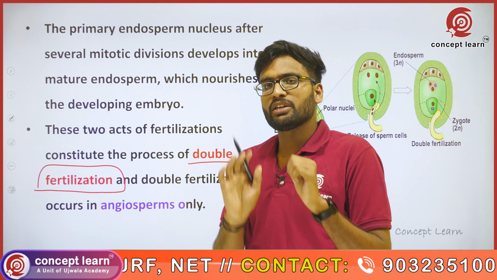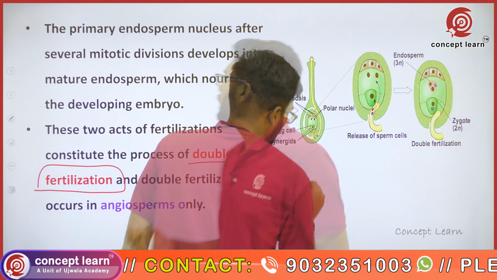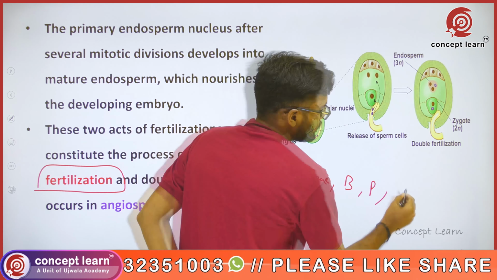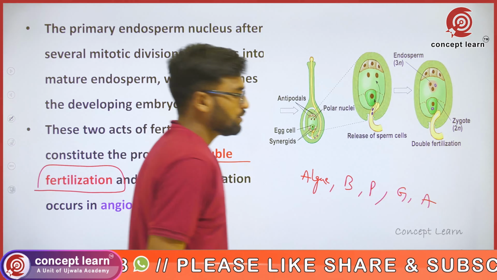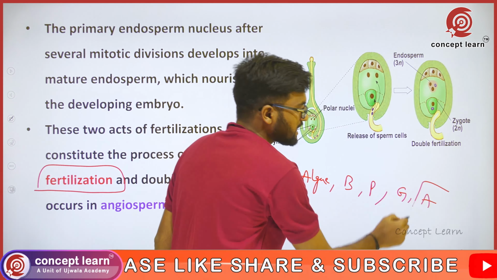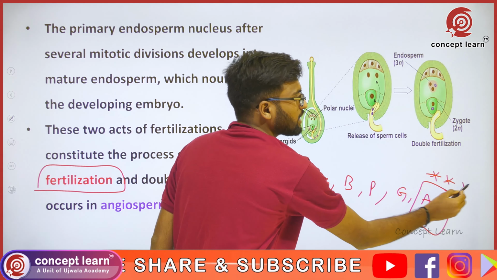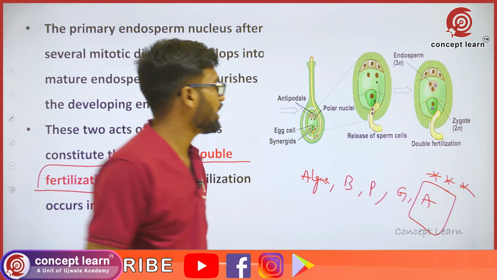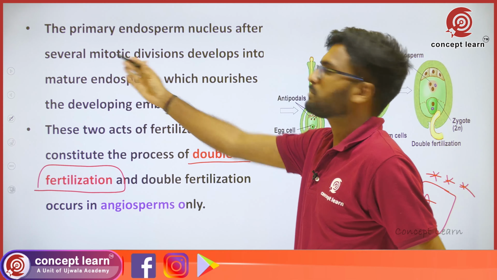How many types of plants do we have? There are 5 types of plants: algae, bryophytes, pteridophytes, gymnosperms, angiosperms. Among all of these, double fertilization is the characteristic of angiosperms. It comes in exams. So double fertilization is the characteristic of angiosperms. I have already explained this.